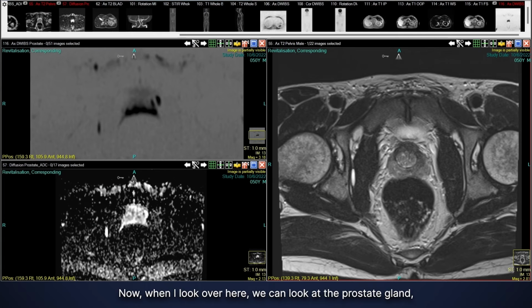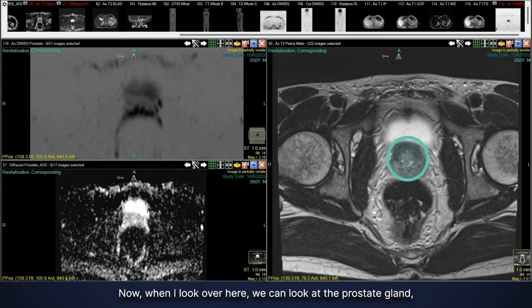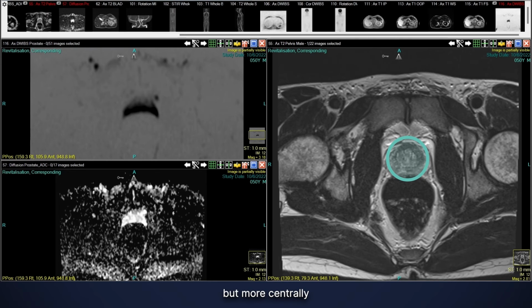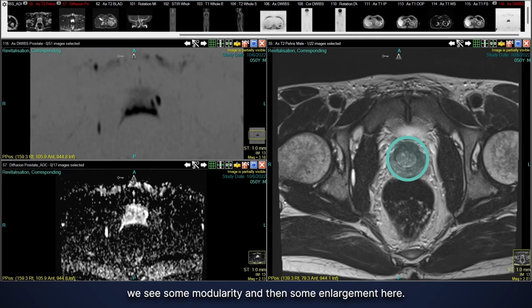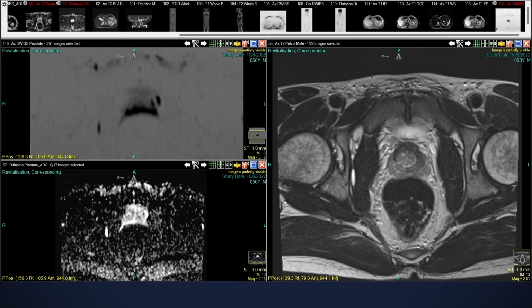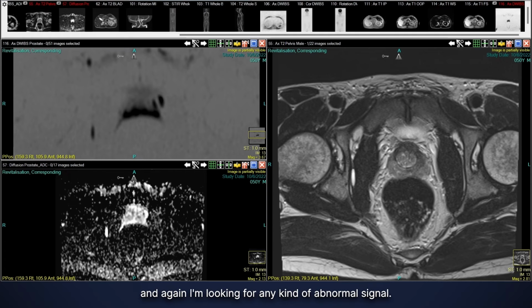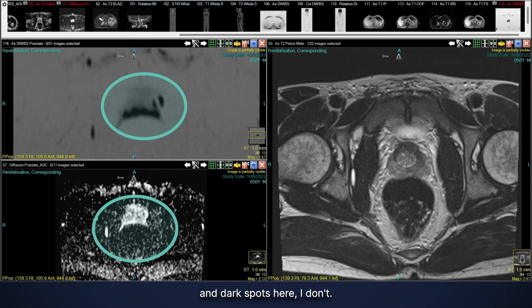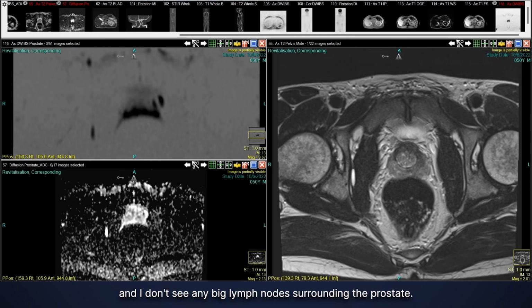Now, when I look over here, we can look at the prostate gland, which is normal size here, but more centrally, we see some nodularity and then some enlargement here. So this is typical of prostate enlargement. Then I go over to my functional sequence, and again, I'm looking for any kind of abnormal signal. Do I see any dark spots here and dark spots here? I don't. So I see no suspicious findings for prostate cancer. And I don't see any big lymph nodes surrounding the prostate.